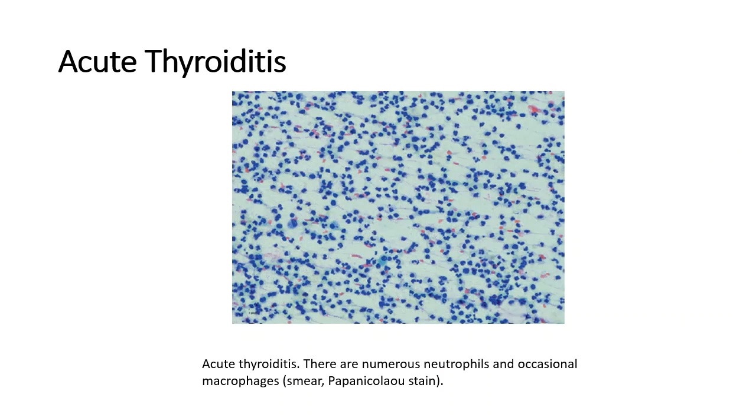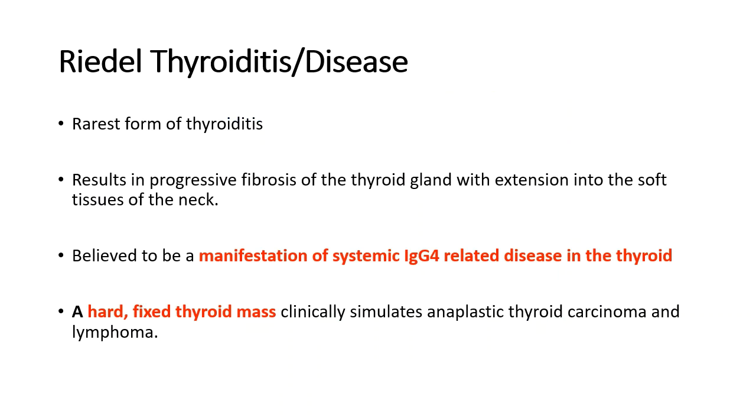Riedel's thyroiditis is a rare form of thyroiditis, which can result in progressive fibrosis of the thyroid gland with extension into the soft tissue of the neck. So, it is believed to be a manifestation of systemic IgG4 related disease in the thyroid. So, clinically, patients will present with a hard fixed thyroid mass, which can simulate anaplastic thyroid carcinoma or lymphoma.